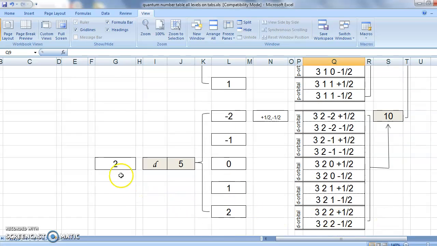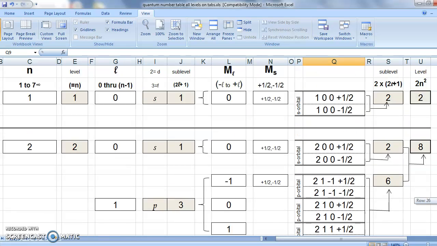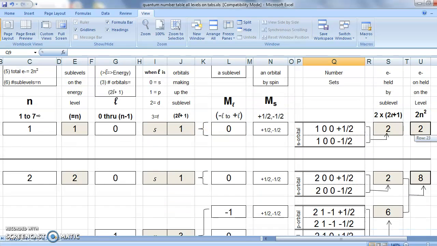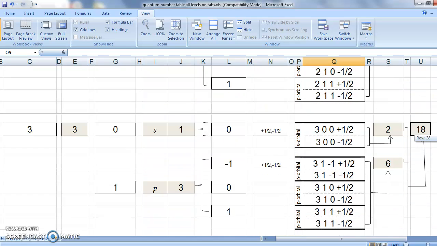If this is a 2, the third number is a minus 2, minus 1, 0, 1, or 2. When the second number is a 2, I'm in the d sublevel. There are 4 orbitals making up the d sublevel because it's 2 times the second number. 2 times 2 is 4, plus 1 is 5. Formulas are right here. You never have to memorize these formulas, by the way. This is just showing you where the quantum number sequences come from.